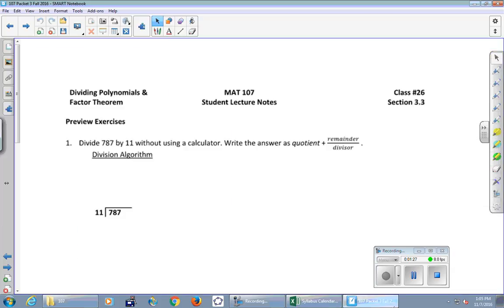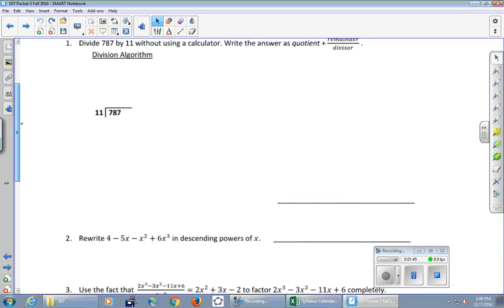All right, let's jump in here. So normally we don't do the preview exercises together. We just jump in on the demo part, but like I said, some of us have had too long between now and the last time we did long division. So we've got to refresh our memories because long division with numbers is a whole heck of a lot easier than long division with x's, and that's the goal for today. So let's remind ourselves of how to do the number long division.